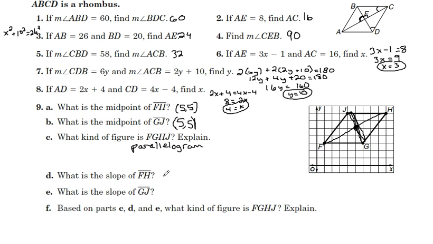Next, we'll find the slope of FH. You go up 1, right 2. What is the slope of GJ? Down 4, right 2. That reduces to negative 2. And as we can see here, these two slopes are perpendicular to each other, opposite reciprocals. Since we have perpendicular diagonals, and combining part C here, this kind of figure is a rhombus, because the diagonals bisect each other and all 4 sides are the same.